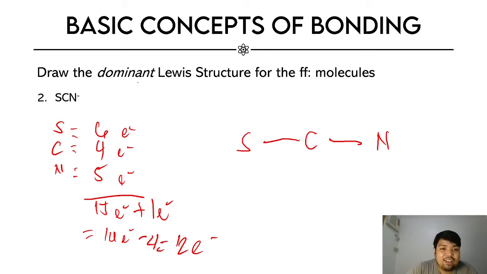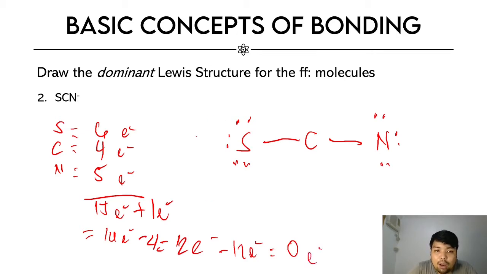We complete the octets. So we have 1, 2, 3, 4, 5, 6. And since we've used 6 electrons for sulfur and 6 electrons for nitrogen to complete their octets, we have used all of those 12 electrons and we have 0 electrons left. However, carbon has not yet completed its octet. So how will that happen? So there are 2 possible ways for carbon to complete its octet.